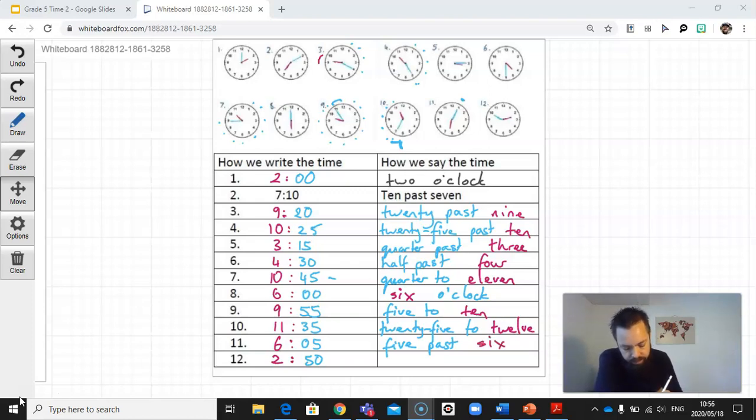And finally, the last one, it's way past the halfway mark. So we're going to talk about how many minutes to the next hour. So 5, 10 minutes, 10 to, and the next hour is 3. So 10 to 3. Okay.